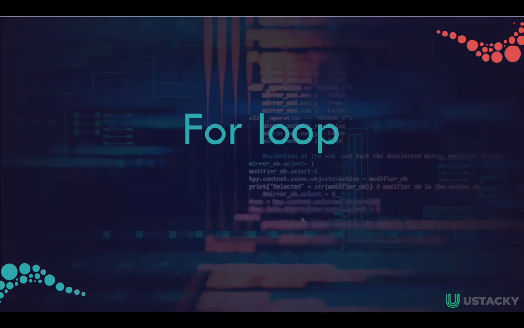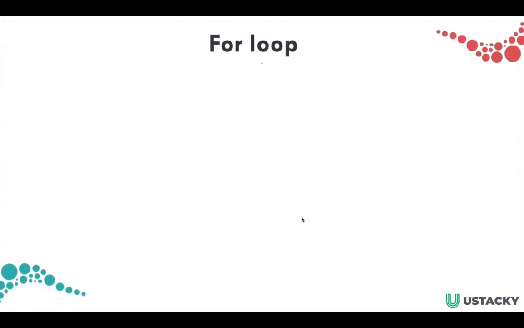In this tutorial, I'll be explaining for loop. In software development, it is very common that you like to execute a block of code a specified number of times. For example, if you like to execute a block of code 5 times, in cases like this, you have to use for loop.